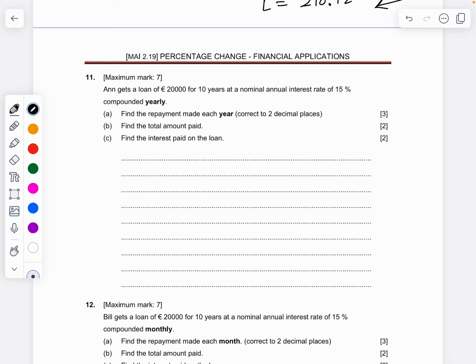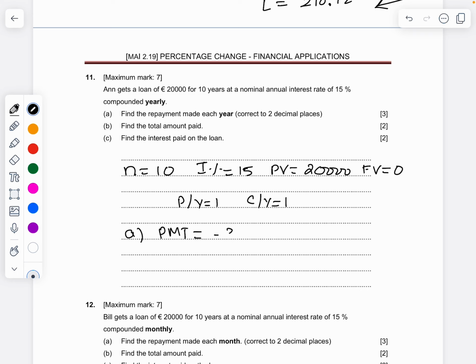Question number 11. Anne gets a loan of 20,000 for 10 years at a nominal annual interest rate of 15% compounded annually. So N equals 10, I percent equals 15, principal value should be 20,000. Then future value should be kept as 0, P/Y equals 1, C/Y equals 1. Now find the repayment made at the end of each year. For that, calculate PMT, you should be getting minus 3985.04.